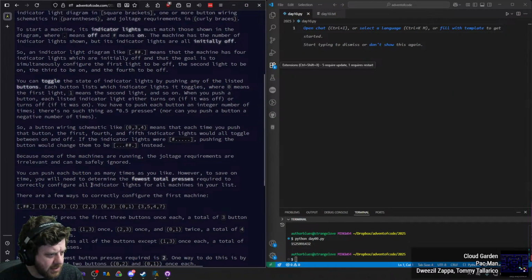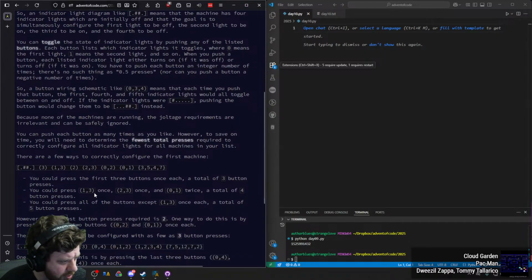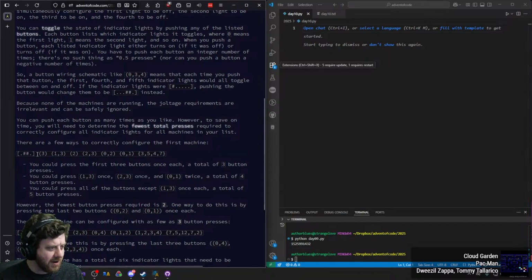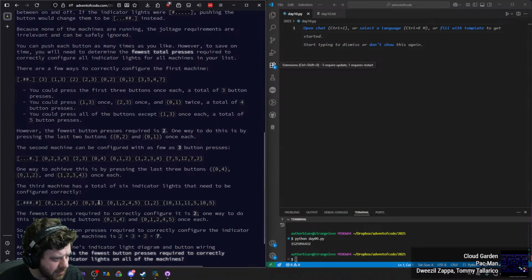You can push each button as many times as you like, however, to save on time, you'll need to determine the fewest total presses required to correctly configure all indicator lights for all machines on your list. There are a few ways to correctly configure the first machine. You could press the first 3 buttons once each. Well, the thing to observe here is that pushing a button twice just reverses pushing the button, so you're either pushing every button 0 or 1 times. That's not too bad. However, the fewest button presses required is 2. One way to do this is by pressing the last 2 buttons once. The second machine can be configured with as few as 3 button presses.